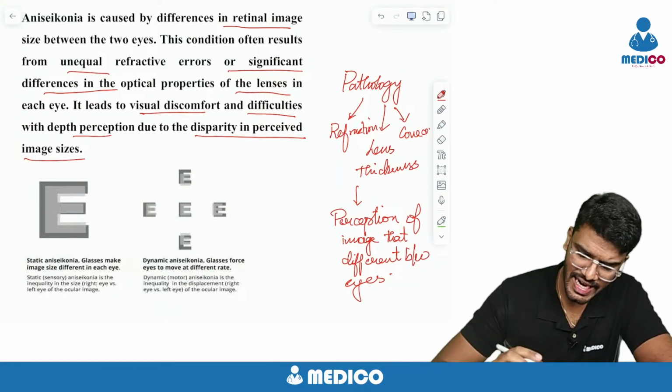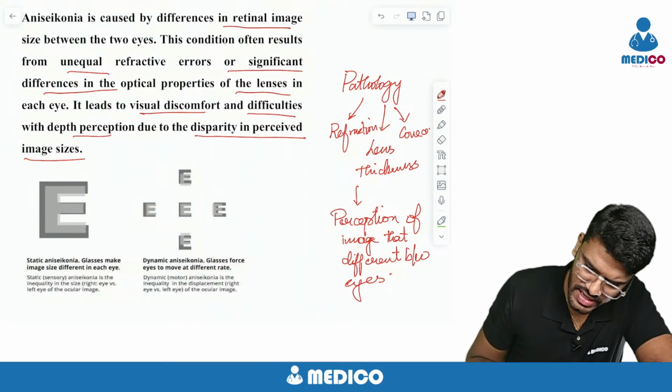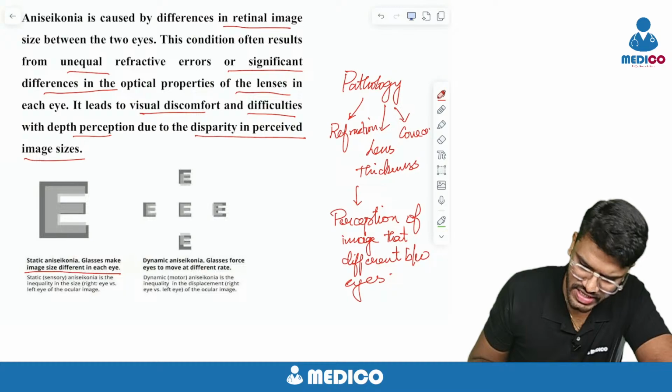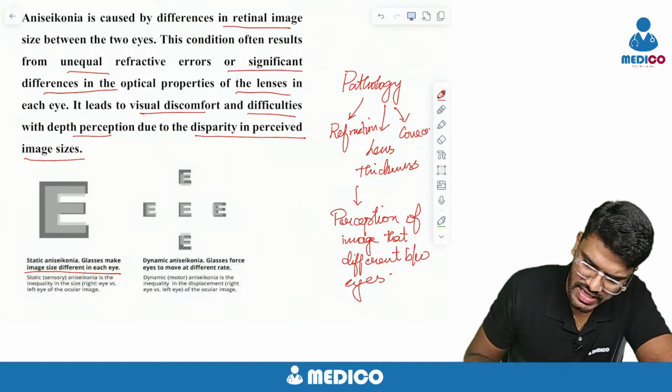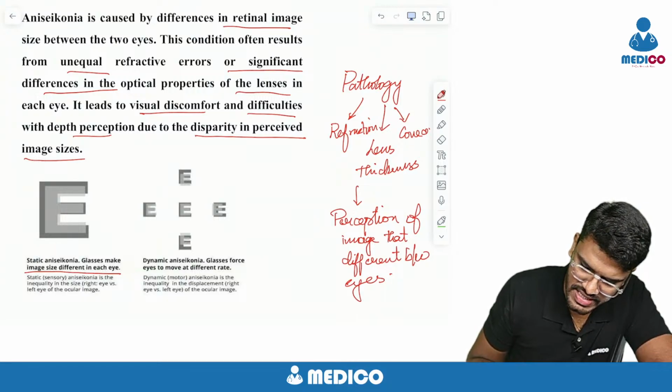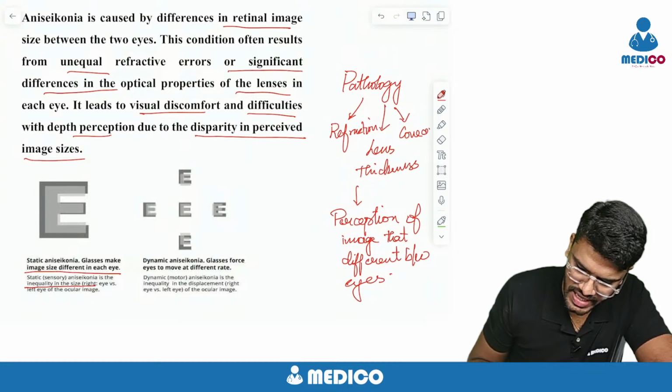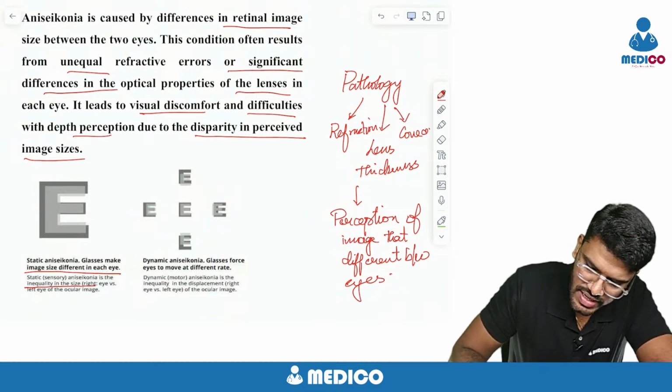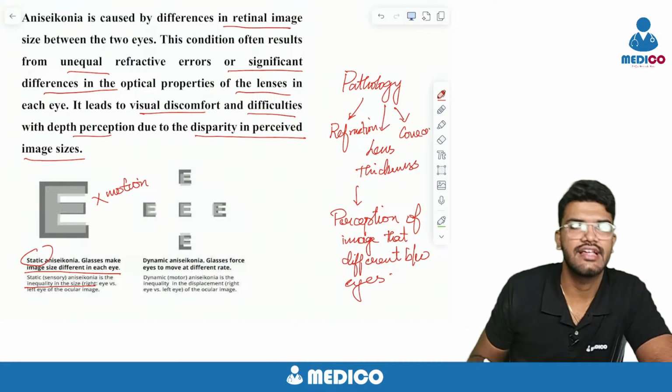The first is static aniseikonia, where the image size is different in each eye. Here you can see the image that I have included: when the patient is experiencing an inequality in the image size between the right and the left eye without involving any motion, there is no movement of the eyes, then it is called static aniseikonia.